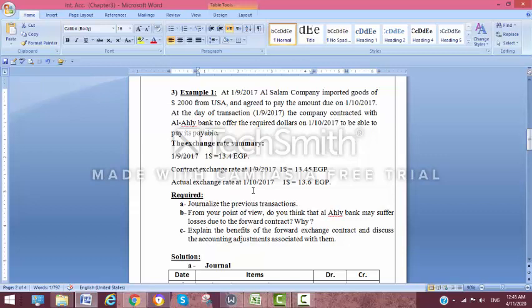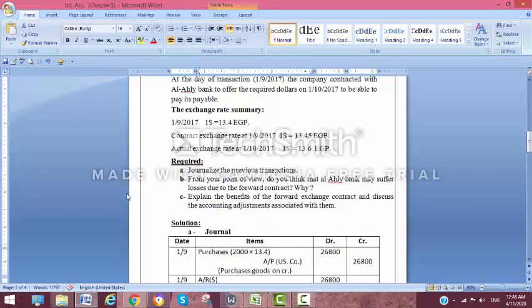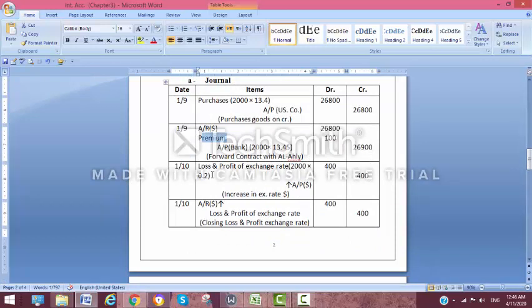Because there was an increase of the exchange rate and it was not paid by cash. So from the point of view of this company, this is a loss. A loss in nature is debit or credit? The loss in nature is by debit in the journalized entry.